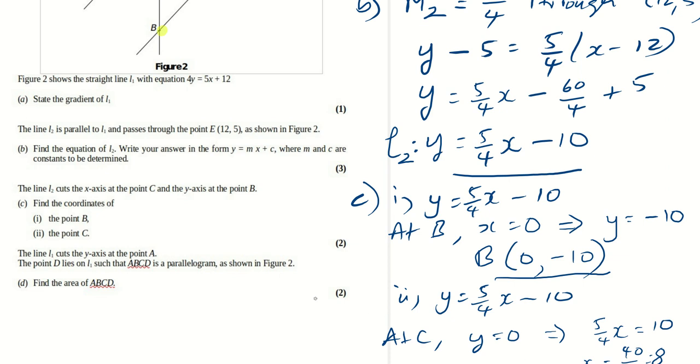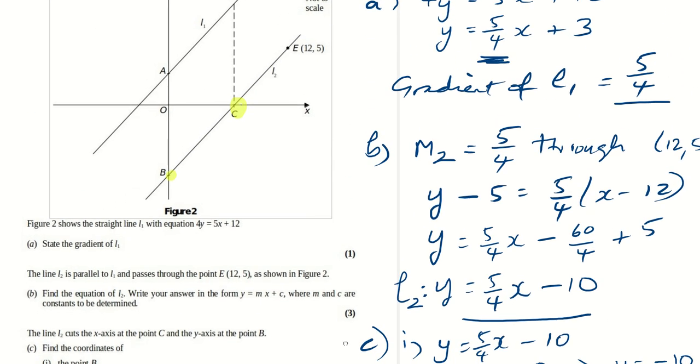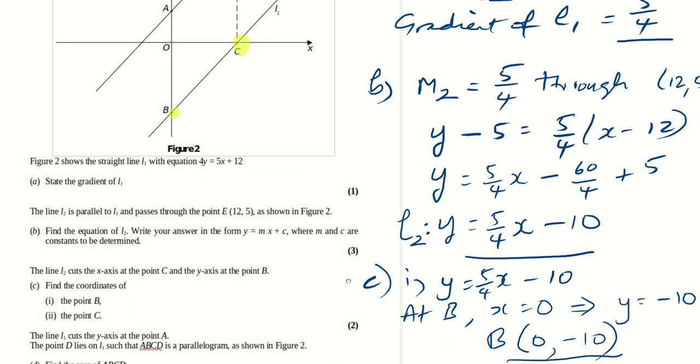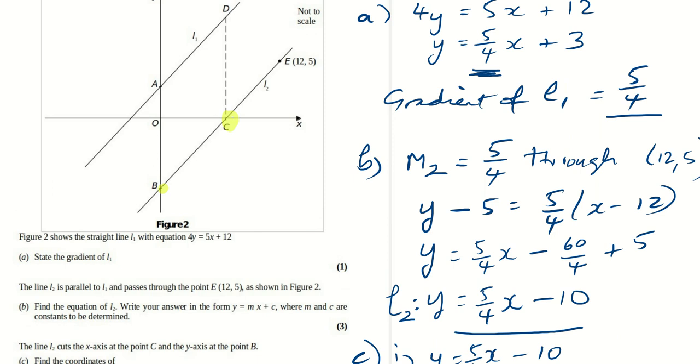Okay. Now, the final part. The line L1 cuts the y-axis at the point A. Okay, and it shows us that. And then it says that the point D lies on L1 such that ABCD is a parallelogram, as shown in figure 2. And then we've got to find the area of the parallelogram. So what we're trying to do, we're trying to find this area here.